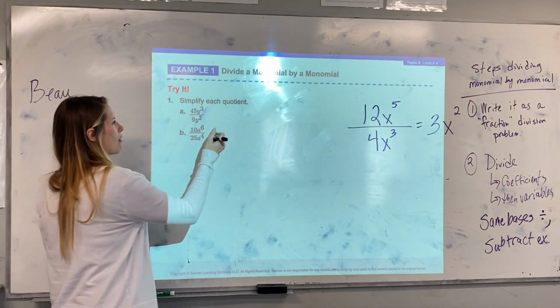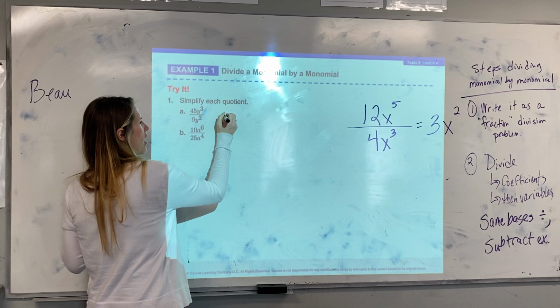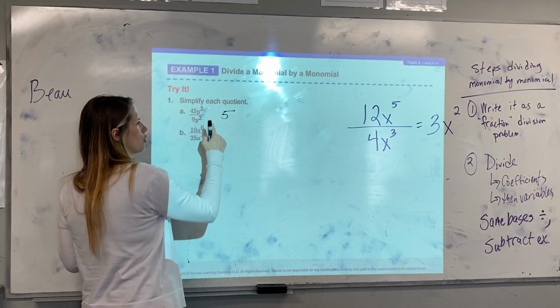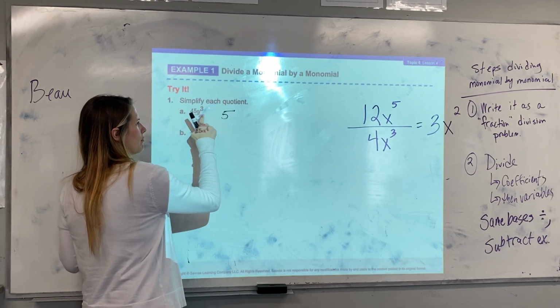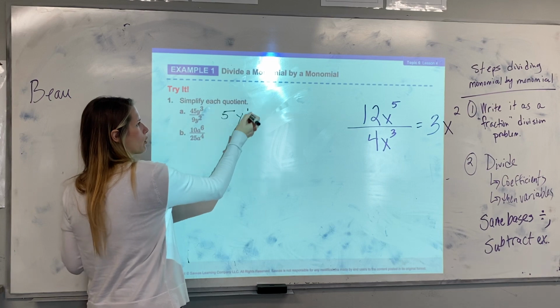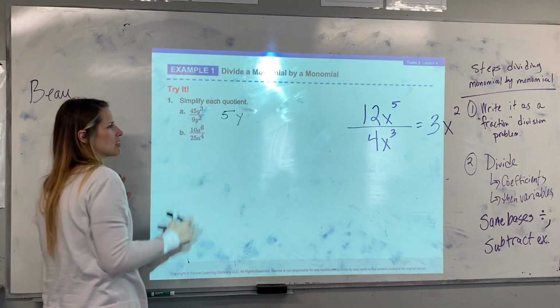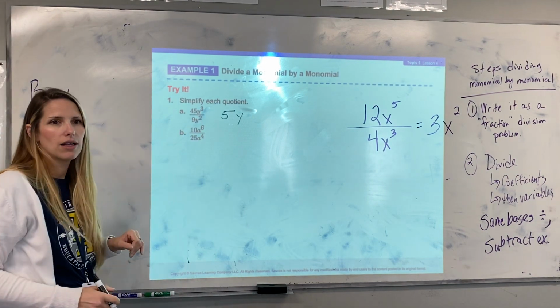Let's get A out of the way. That was easy. 45 divided by 9 is 5. y cubed divided by y squared. 3 minus 2 is 1, so it's y to the 1 power, which you do not need to show, so it's just 5y.